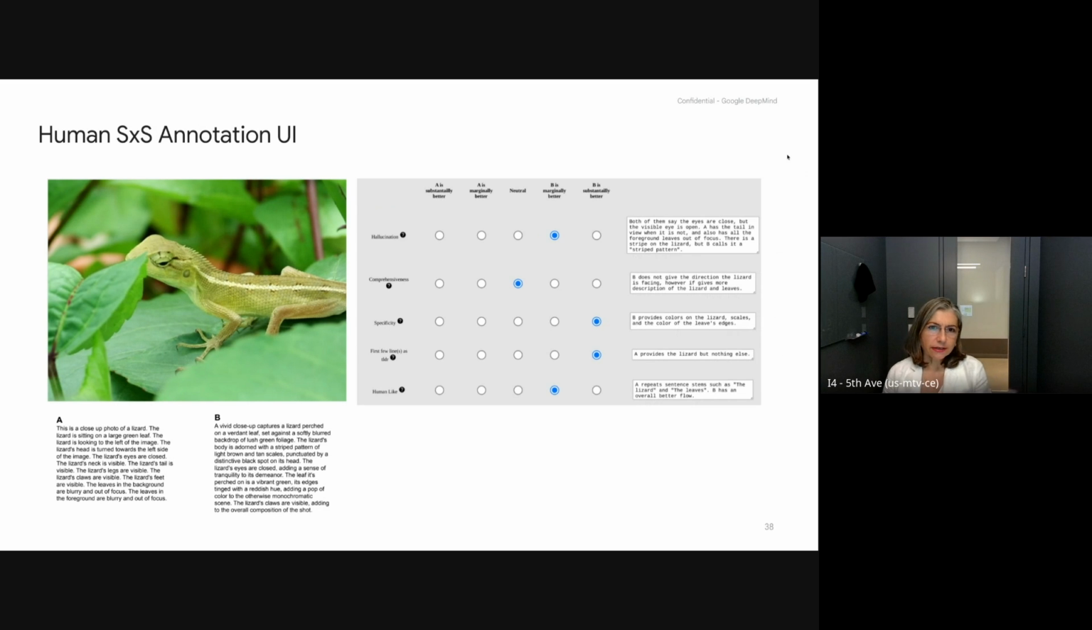So this is a snapshot of the annotation UI we are using for the human side-by-side. As you can see, the annotators see the image and 2 descriptions of this image, and they are asked to choose on a 5-point scale for each of the 5 metrics. And we are also giving them an option to explain why they are making these choices. This really gives us an idea of what's good and what's not good in these descriptions.